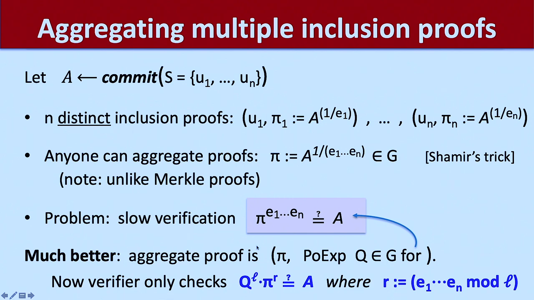So all he does is he gives this pi and q, a short proof of exponentiation, and the verifier, rather than alpha work, just needs to do lambda work. So it's kind of interesting. I can compress a whole bunch of inclusion proofs together, and verifying them is no harder than verifying a single proof. This is a pretty powerful tool. Please keep it in your tool set, because this comes up a lot.